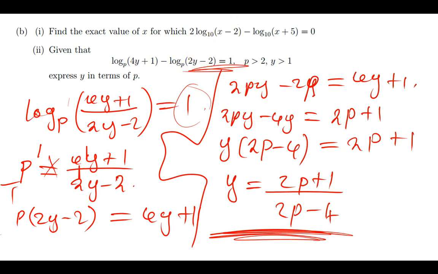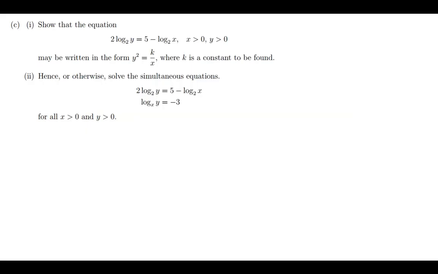Alright, so let's check if we have another question on logs. Okay, we have this question on logarithms, which says that show that this equation, 2 log y base 2 is equal to that, where x is greater than 0, y is greater than 0, may be written in the form y squared is equal to k over x, where k is a constant to be found. Okay, they are saying show that this equation may be written in this form, where k is the constant to be found. Alright, so this one is straightforward.